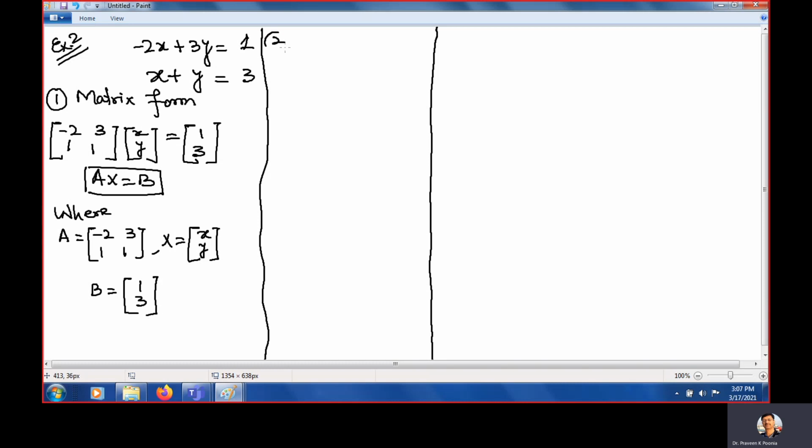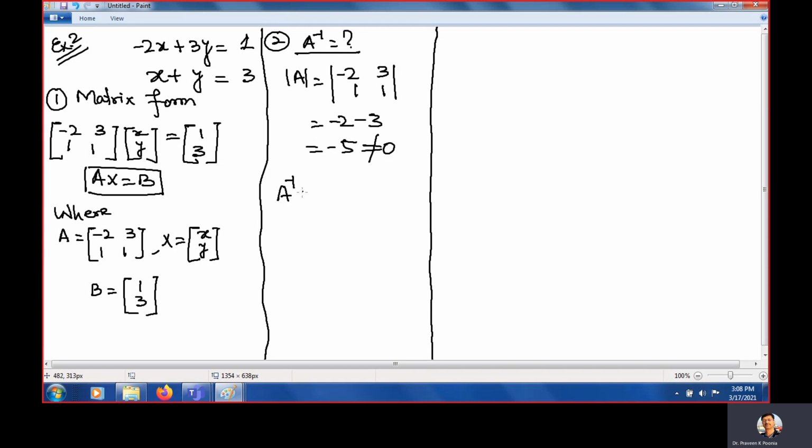Now step number 2, find A inverse. So for A inverse, what we need to do? Find determinant of A. Minus 2, 3, 1, 1. So minus 2 into 1 is minus 2, minus 3 into 1 is 3. So it is minus 5 and it is not 0. Therefore, because it is not 0, we can find the value of A inverse.